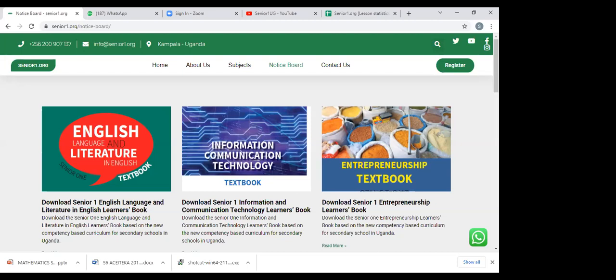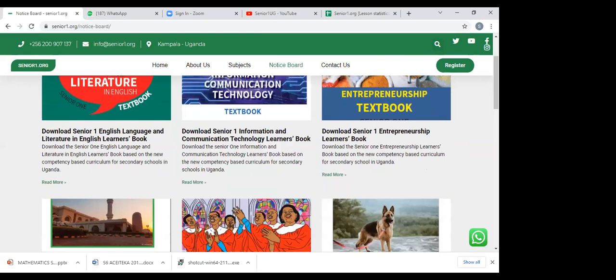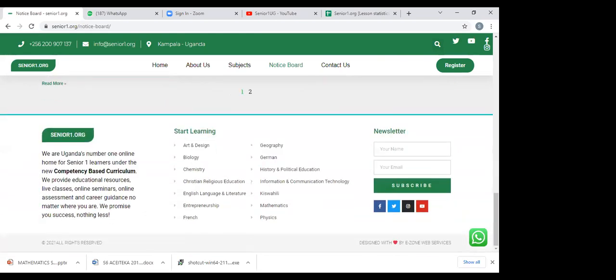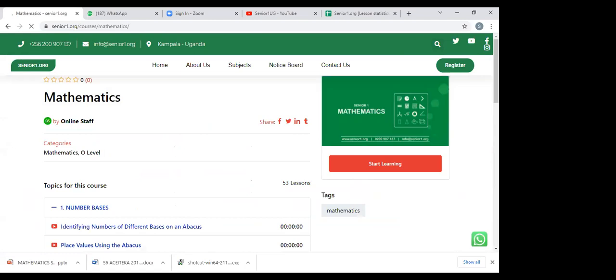Now, if you go down our website on the footer, you can see a list of our subjects here, from art and design, biology, chemistry, up to physics. So now let us go to the math lesson, for example. That's why we are encouraging you, please, by next week, each of you, please be ready to pay 50,000 so that you'll get access to all these lessons.